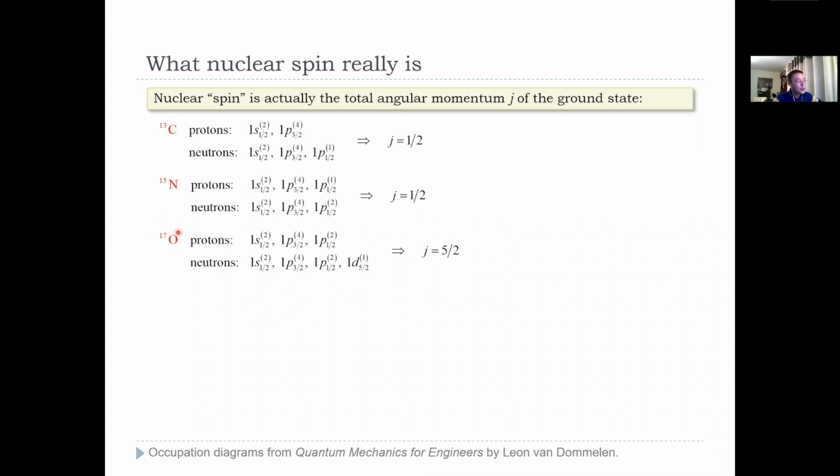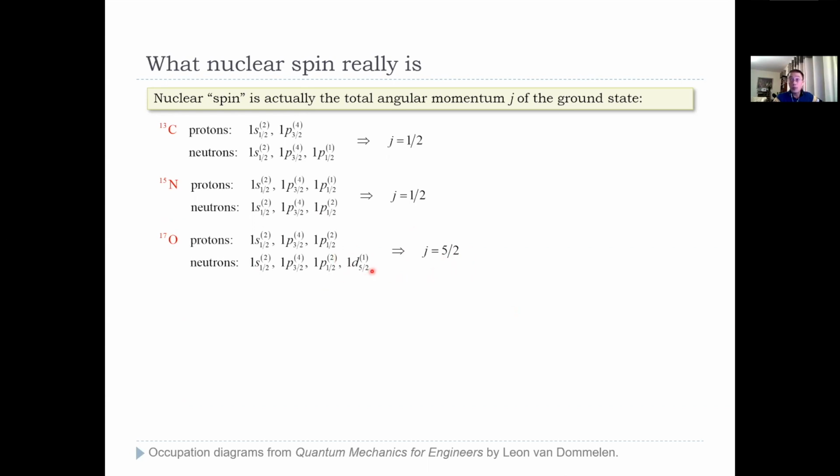But if we look at something a bit more interesting here, if we look at oxygen 17, it has fully filled 1s, fully filled 1p3/2, fully filled 1p1/2. So we have 1 unpaired neutron in d5/2. So the total J is 5/2, and this is why oxygen 17 has spin 5/2.